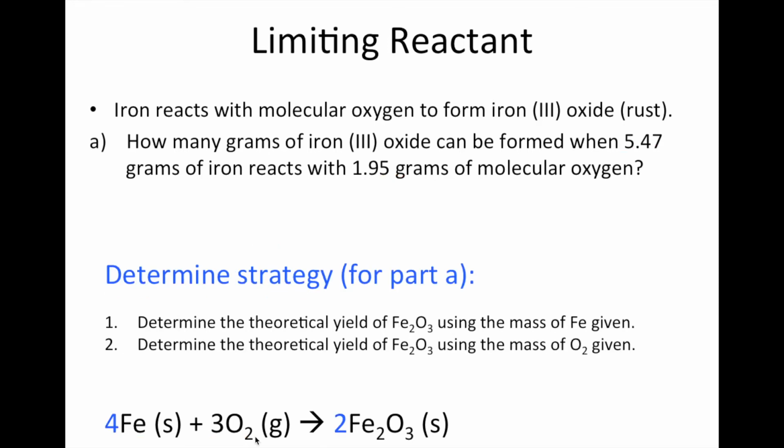So how do you do that? Well, one way to do that is determine the theoretical yield of the product from the mass of iron that we are given, and then determine the theoretical yield of the product from the mass of oxygen that's given.